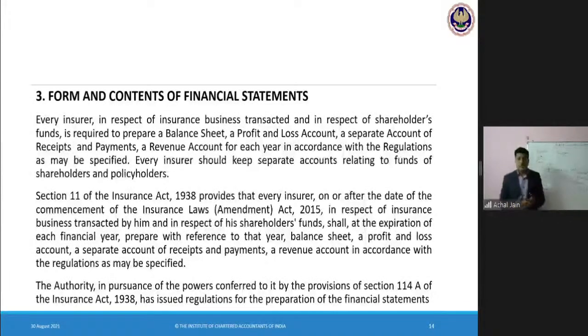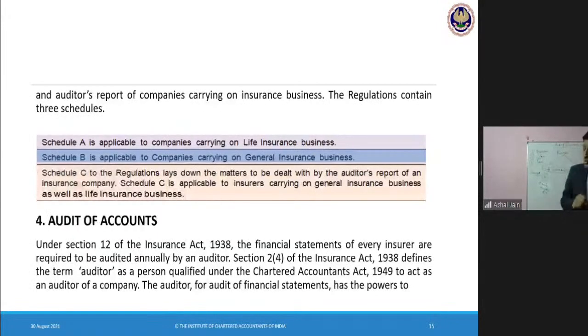And the formats in respect of preparation of the financial statements of an insurance company are also specified. These are also governed by the regulations, and all of these regulations are coming from the ADA. Now, as you can see, depending on the type of business which the company has been carrying on, its formats may vary. So Schedule A is applicable. Now, when it comes to Schedule A, we'll talk about Schedule A.